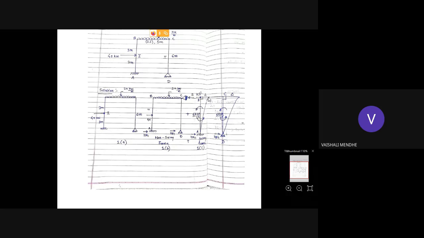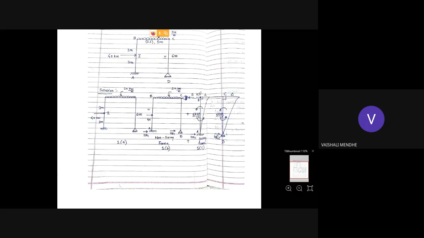Now we have to analyze this frame. Sway we have assumed as delta in the rightward direction. With the help of this delta, we'll have to find out the fixed end moments developed in column AB and column CD. These fixed end moments will be assumed moments. Okay, so first part is over, then we will go for the second part.